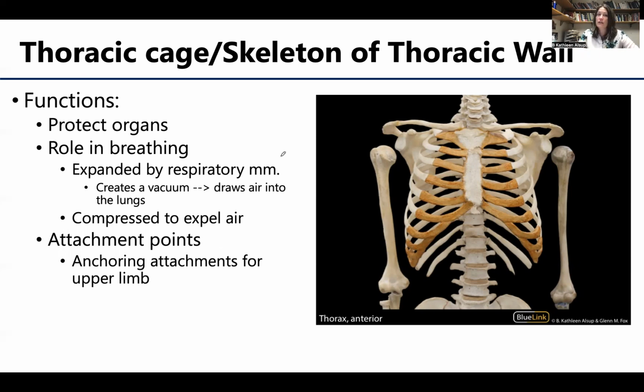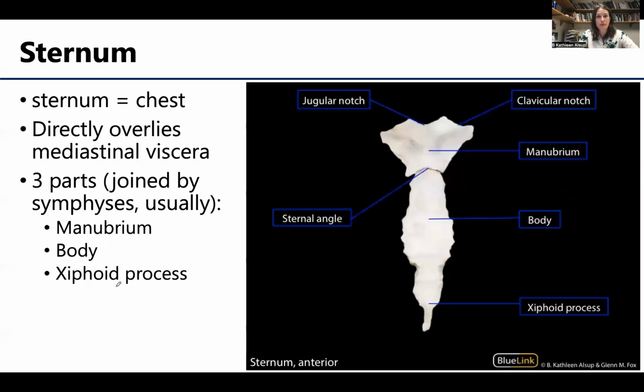Also importantly, the thoracic cage is going to play a role in terms of breathing and helping to facilitate it. So that rhythmic type of movement that occurs with the respiratory muscles will allow for the thoracic cage to expand, and that creates a vacuum which can draw air into the lungs. And when that is compressed, it will allow air to be expelled as well. So playing an important role there as well. And then last but not least, but obviously important in terms of musculoskeletal anatomy, this region is going to serve as an attachment point for many muscles that are associated with the upper limb. And we'll talk about those when we get to the muscles.